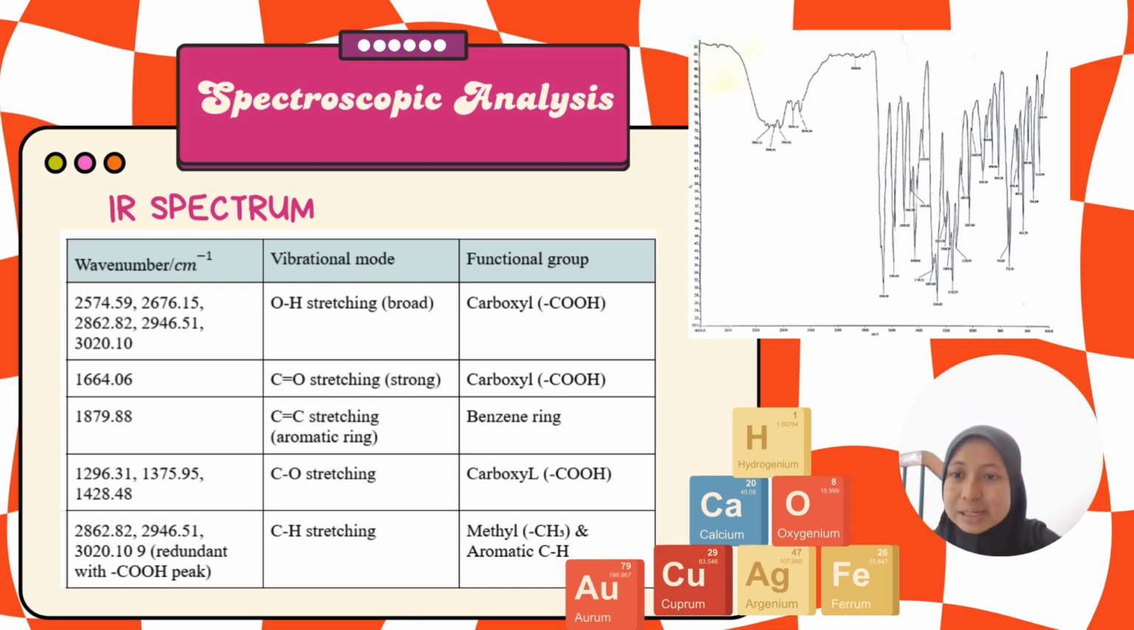And the next is the peak around 1200 to 1500 per centimeter, which indicates C-O stretching, suggesting the carboxylic acid group. The last one is the C-H stretching around 2800 to 3000 per centimeter. And we assume that the peak of the methyl is overlapping with the peak of the O-H, which indicates the carboxylic acid group.